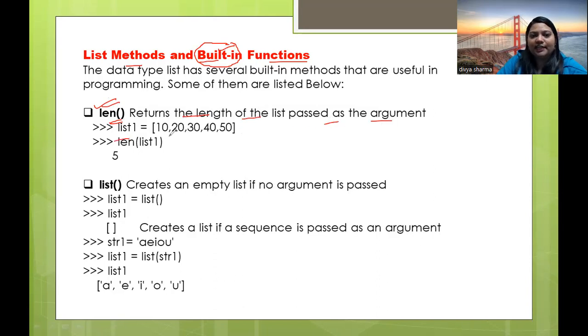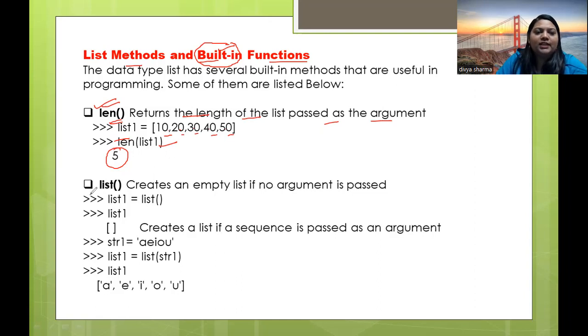So list 1 contains the elements 10, 20, 30, 40, 50. So how many elements are there? 1, 2, 3, 4, 5. So len of list 1 returns the value 5, as we have discussed earlier and have done practically also.